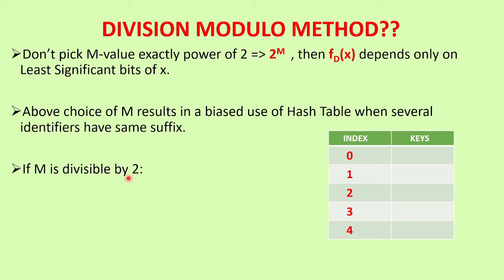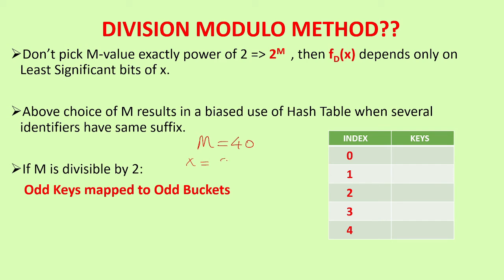If m is not a power of 2 but m is divisible by 2, then all the odd keys will be mapped to odd buckets. For example, suppose m is 40. It is not a power of 2 but it is divisible by 2. So any key value, suppose you take the odd key 3, will always go to the odd places inside the hash table.